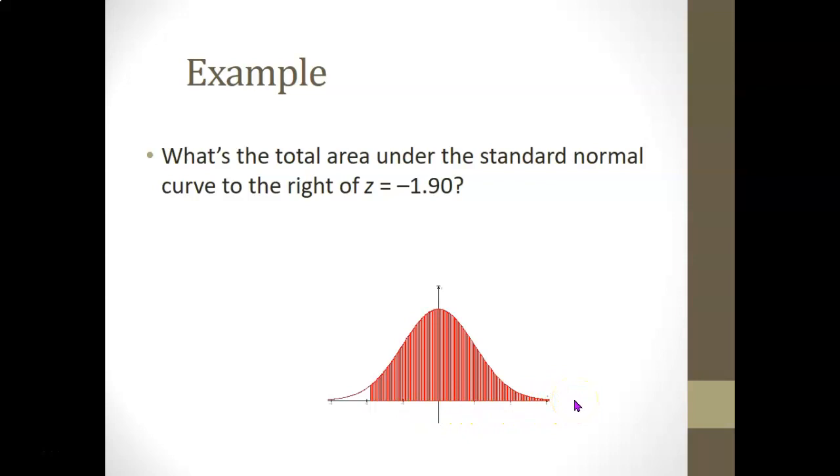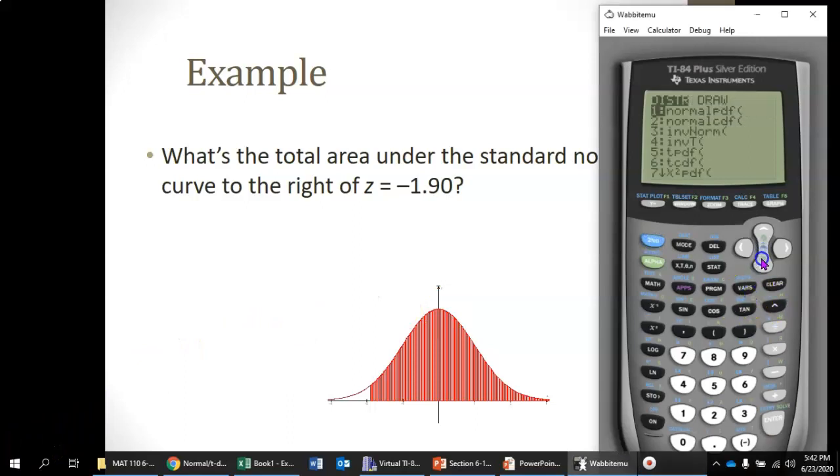So the way you would put this into a graphing calculator is, when you select your normal CDF, for your lower number, you give it negative 1.90. And for your upper number, well, we can't really put in infinity, but we can put in just a really big number, so big that it's practically infinity. So something like 9999 will work. And the answer comes out to be 0.97128 something. If we round that to 4 decimal places, it's 0.9713.